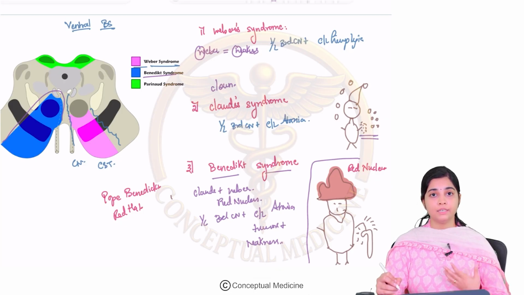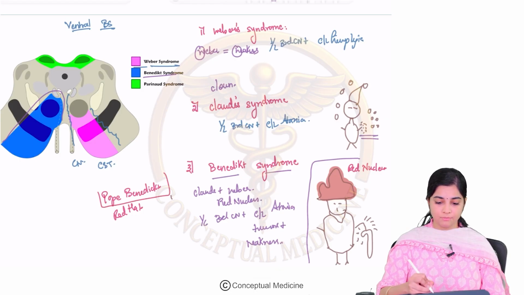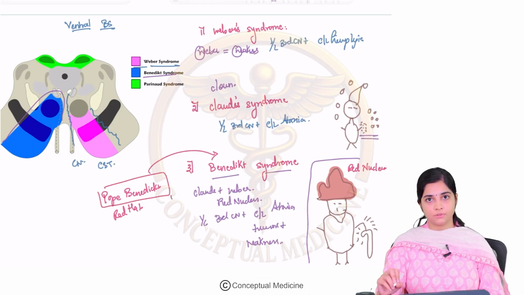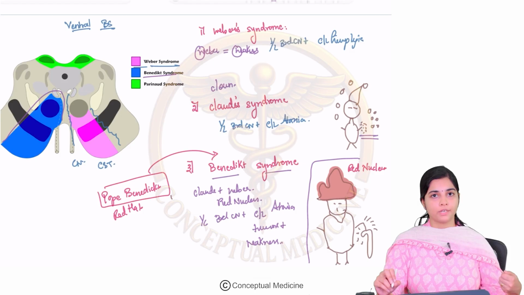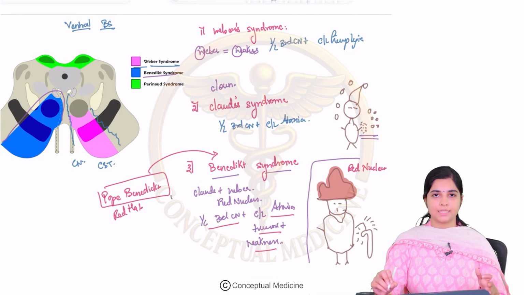So this is going to remind you of your red nucleus involvement. And who is he? It is Pope Benedict, to remind you of Benedict syndrome, and he is using a walking stick to walk with a lot of tremulousness to remind you that there is both weakness and tremors, okay, because of your red nucleus involvement. So ipsilateral third cranial nerve with contralateral ataxia, tremors and weakness, or Benedict syndrome, is Claude along with Weber's. Okay, so I hope this is very clear.